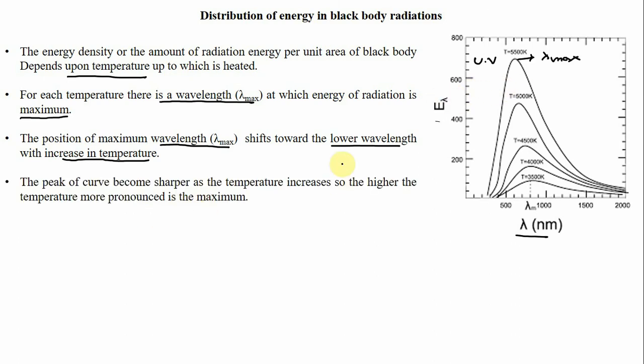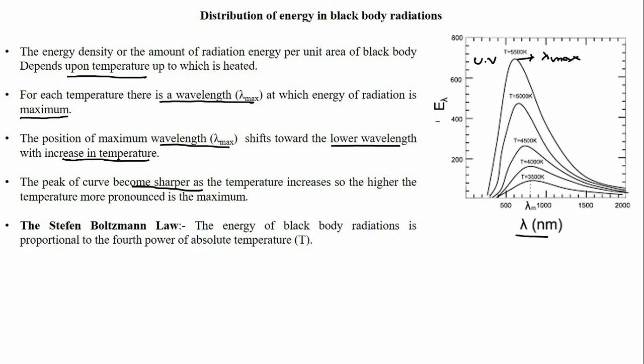Another feature of this energy distribution diagram that you can easily see is the shape of the curve. Now you can see this curve becomes sharper. Here it is a flatter curve at low temperature, but as the temperature increases, this curve becomes more and more sharper with increase in the temperature.